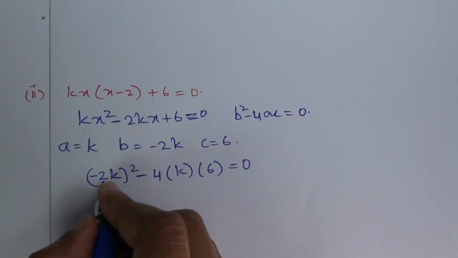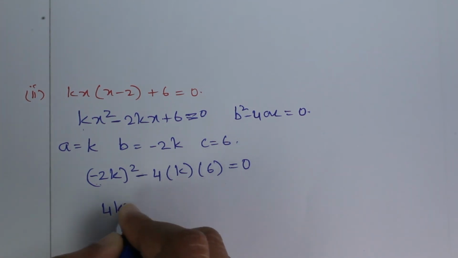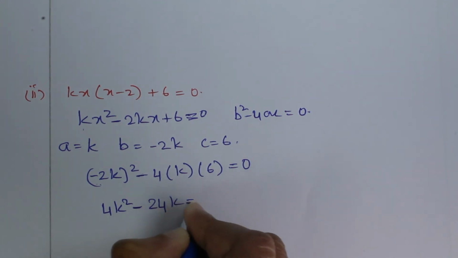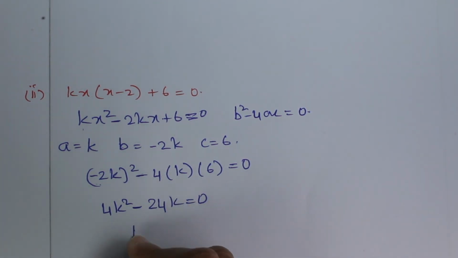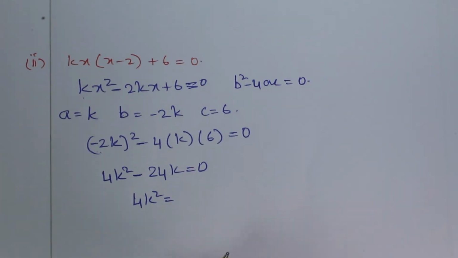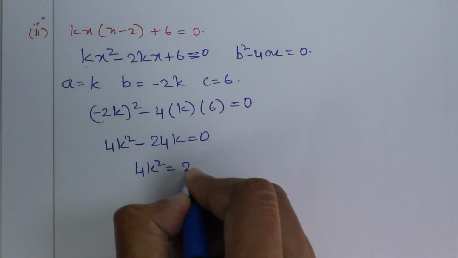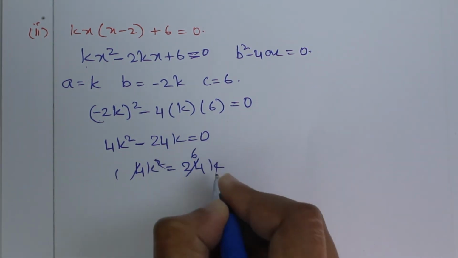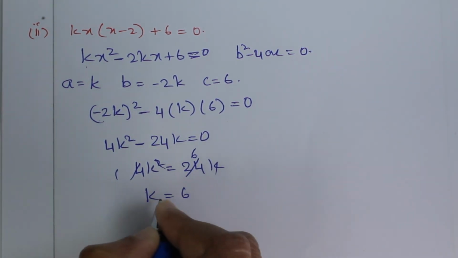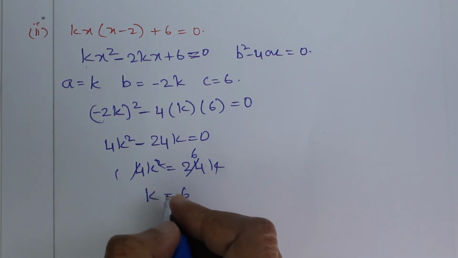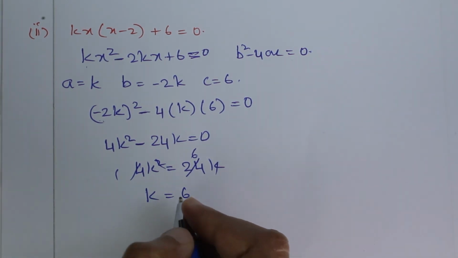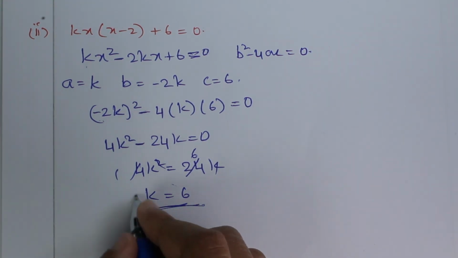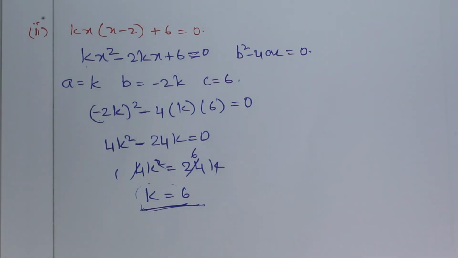So 2k whole square becomes 4k square minus 6 4s are 24k is equal to 0. So 4k square is equal to 24k. 4 1s are 4, 4 6s are 24, and k, k gets cancelled. So k is equal to 6. Okay, this is the value of k. If the discriminant value is 0, then we have arrived at the value of k as 6. Hope this is clear for you.